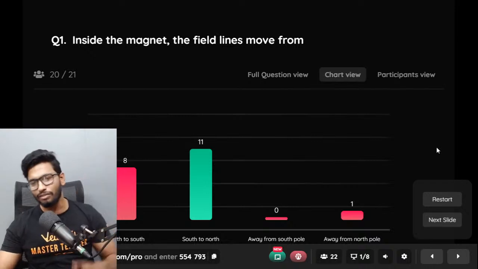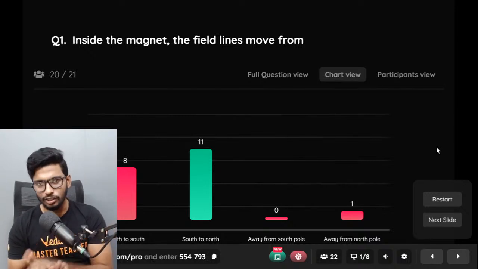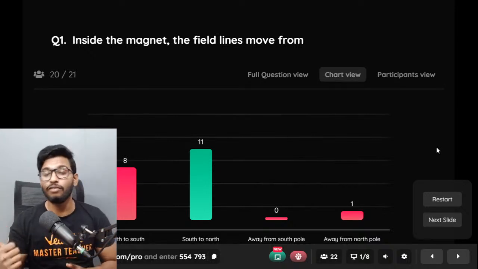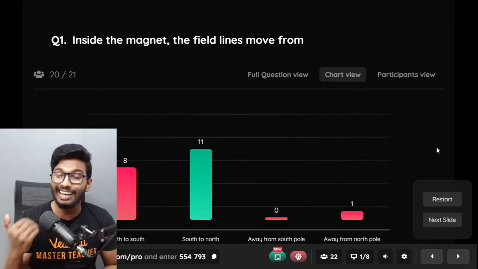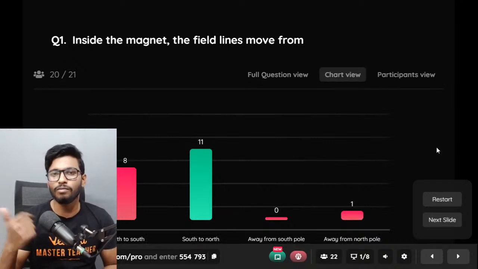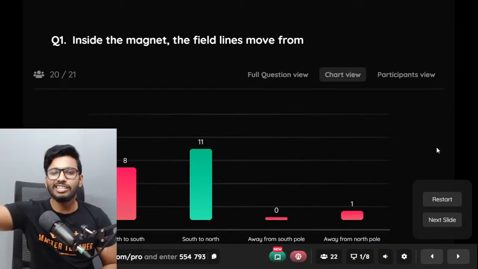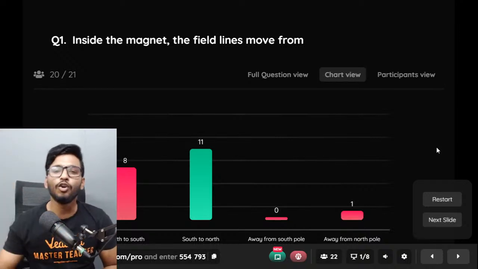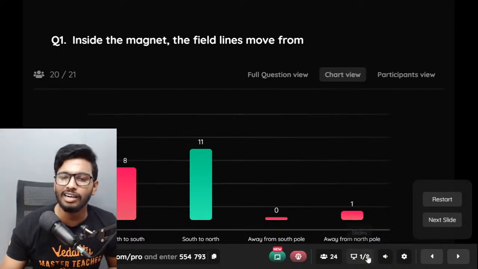11 of you managed to give the right answer. Congratulations, people. Outside the magnet, the magnetic field lines move from north to south, and inside the magnet the field lines go from south to north. That's how it forms a concentric circle. It's basically forming a complete loop. So that would be the answer for the very first question.